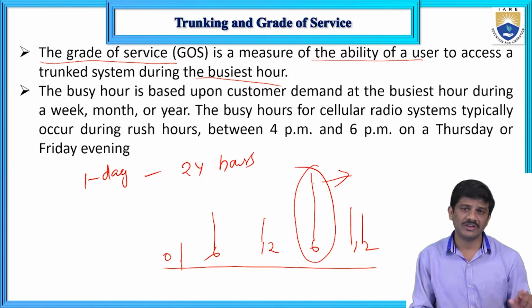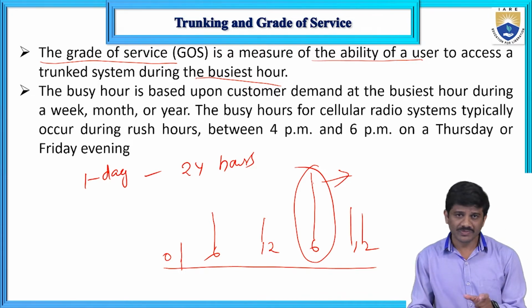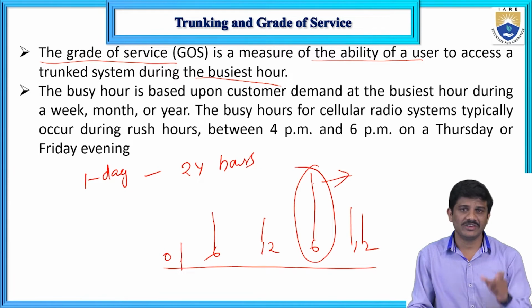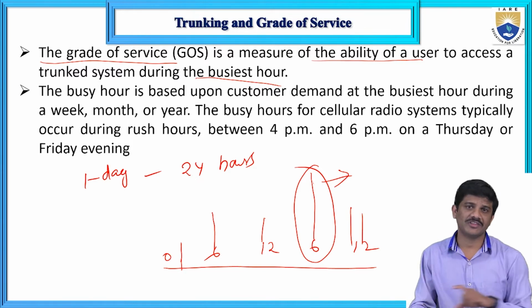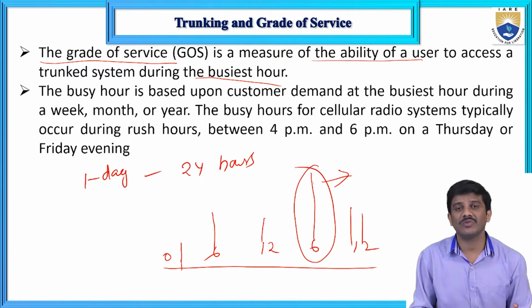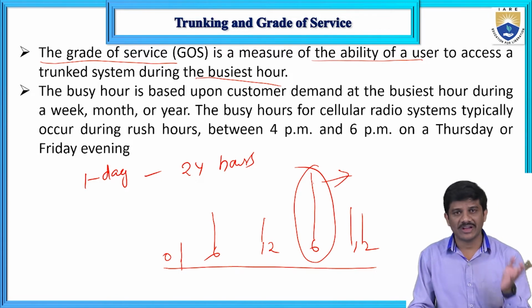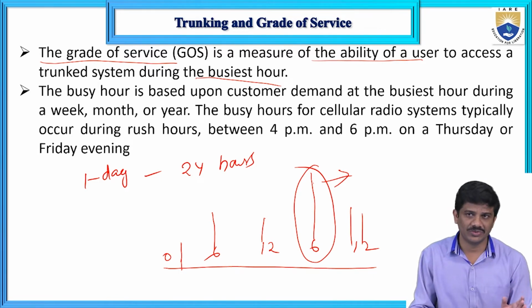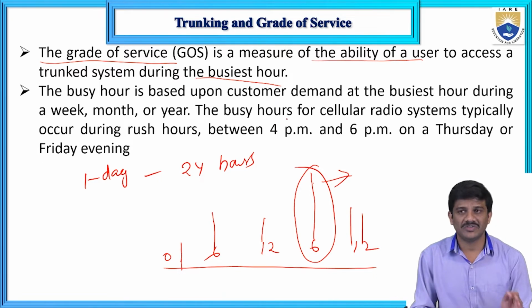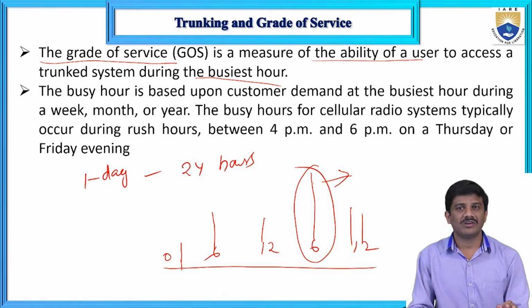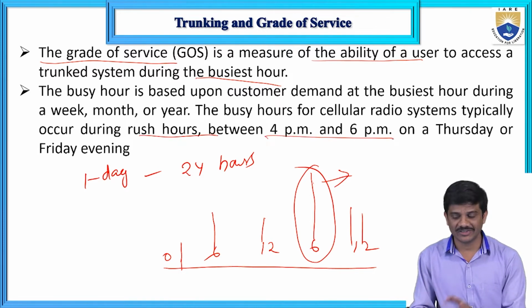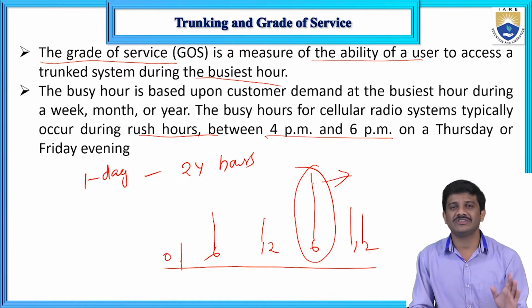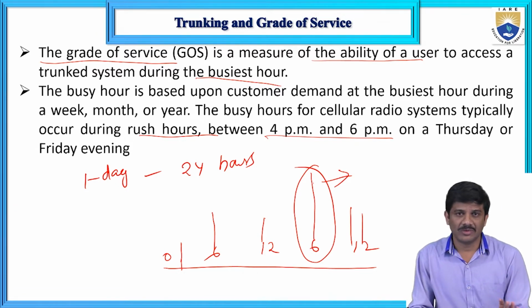If we go for one day, we can see which time is the busiest hour. We can take the average calls in a particular hour, then we can say that is the busiest hour. If you go for a month, we can calculate the 30 days average, then we can go with the month busiest hour. Like that we can find out the year also. For example, the busy hours of a cellular radio system occur during the rush hours between 4 p.m. to 6 p.m. on Thursday or Friday evening. This is all taken from some researcher.